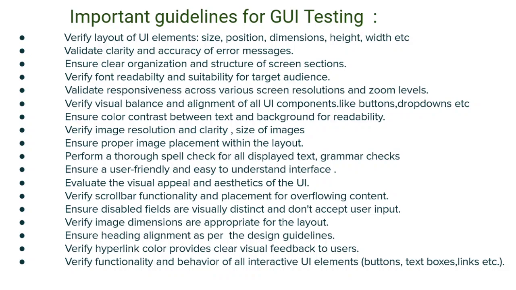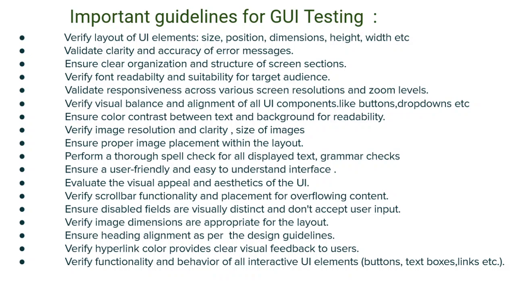Links, right? In a website we can also see hyperlinks. When you click on a hyperlink, it redirects to some other web page. In GUI testing, we have to verify whether the hyperlink color provides clear visual feedback to users. For example, if we see 5 hyperlinks on the web page and you click on the first hyperlink, its color should change, because it denotes that you have already clicked on it. That is again important in GUI testing.